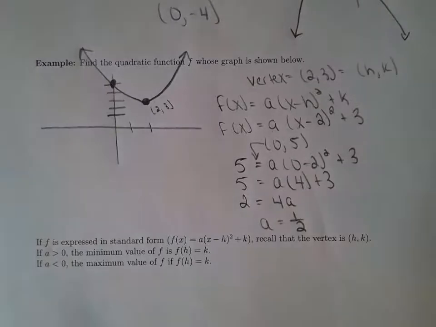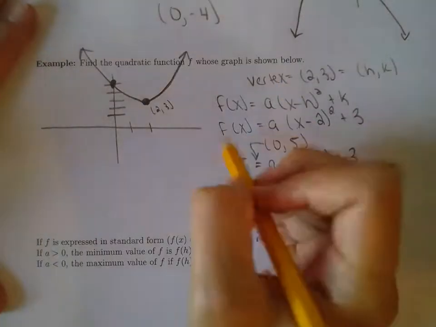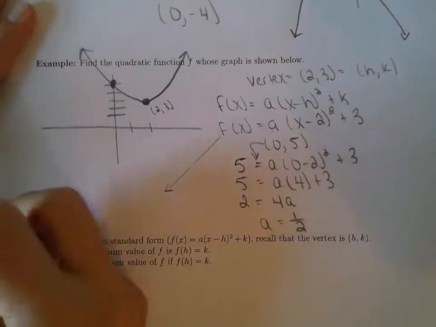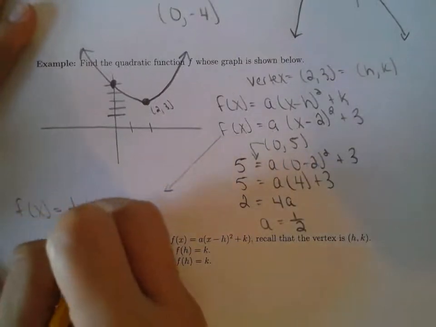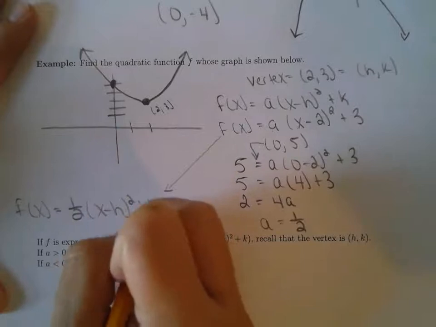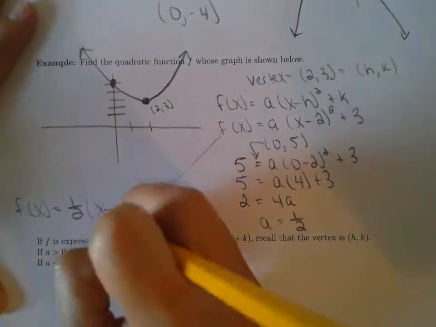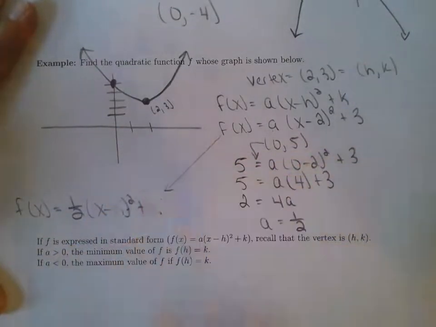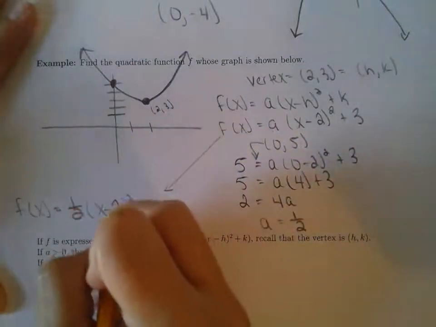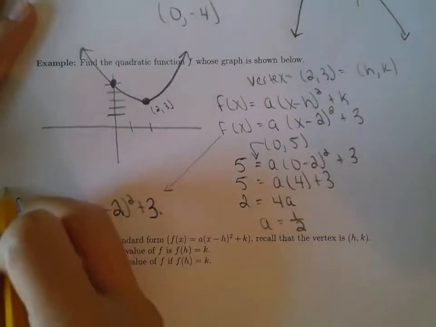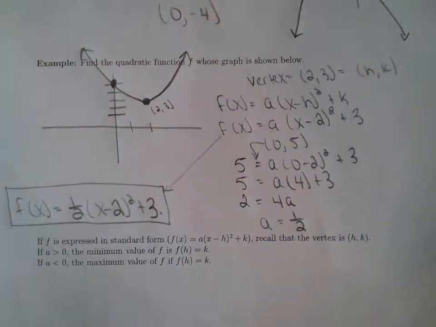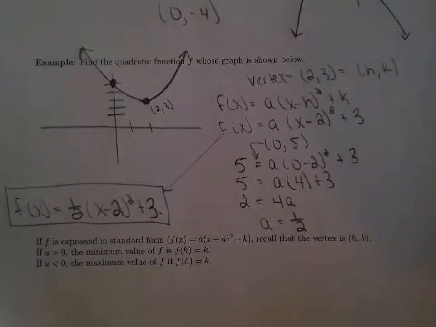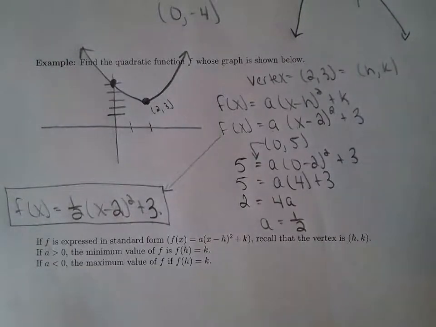Make sure it makes sense. a is positive, so it's opening up. So I'm just going to plug everything in here. f of x equals a, which is 1/2, times (x minus h) squared plus k. I keep messing this part up: x minus 2 for h, 3 for k. So when moving backwards, we need to find a, we need to find h, we need to find k. That's using standard form.